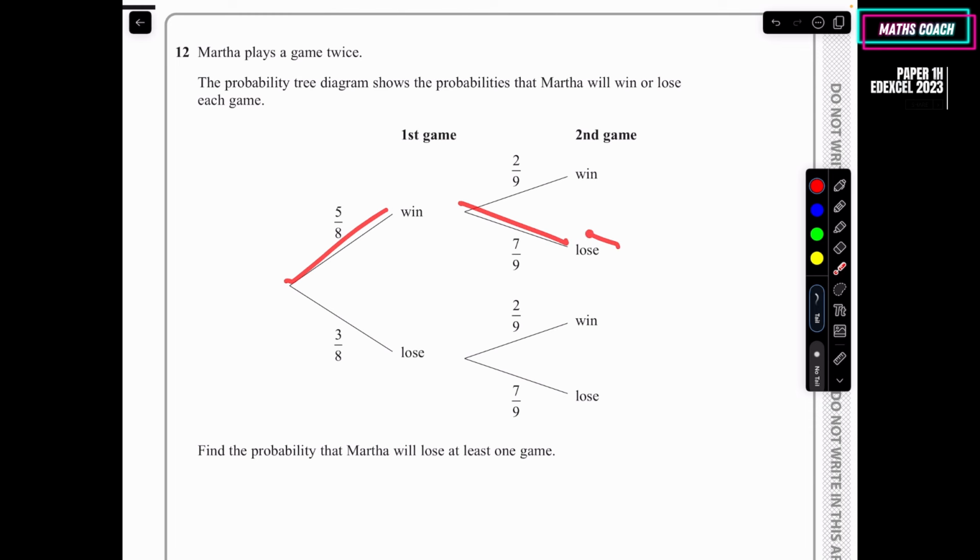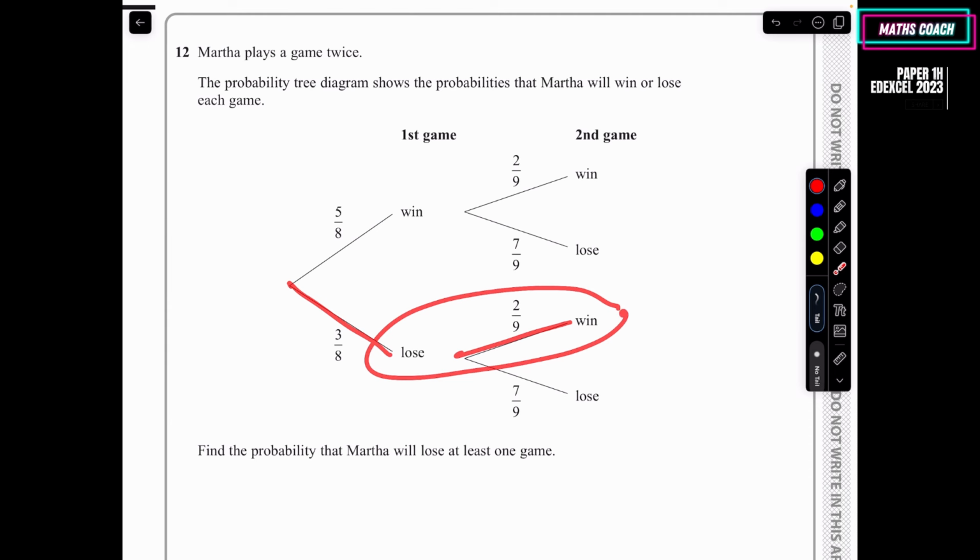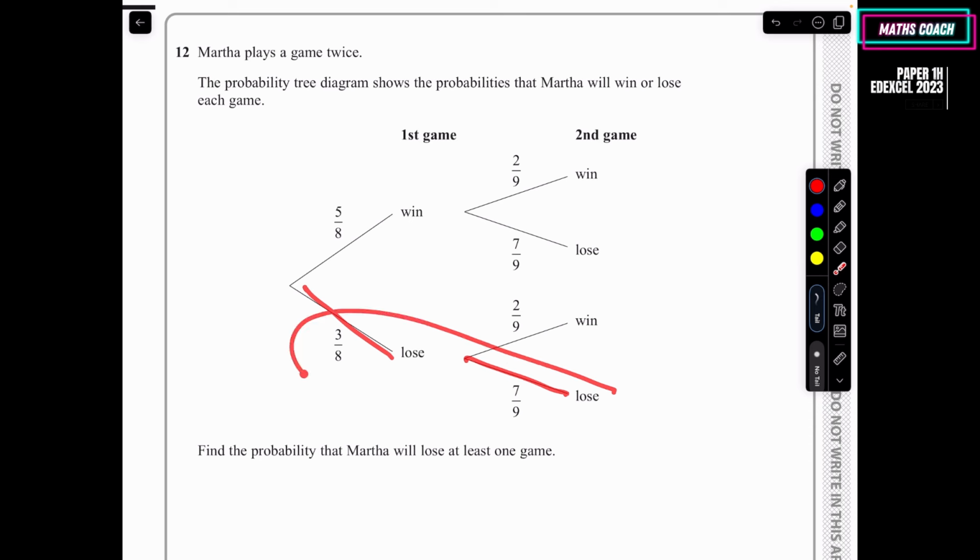Okay, that's one combination right there, which is to multiply those fractions. Another one would be to lose this one and win this one. That's winning at least one game. All right, that's that. And we've got losing both games. That's losing at least one game, isn't it? Yeah, because they lose both of them, so add that.